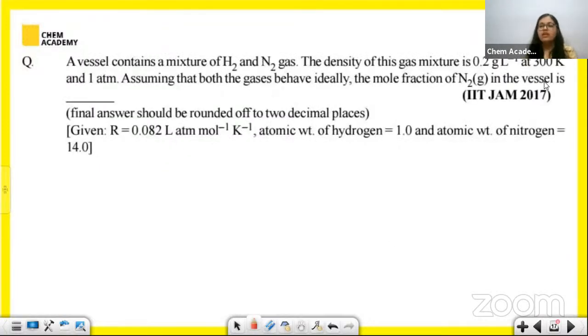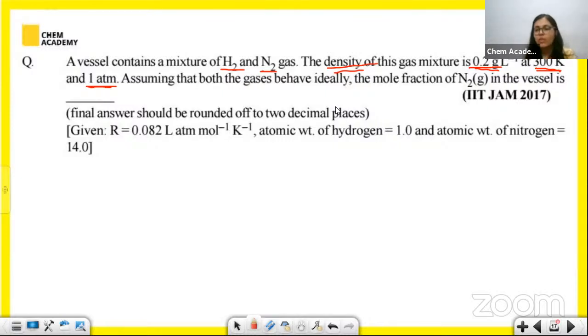Okay, here the question says, H2 and N2 gas. We are also given the density of this mixture. The density of this mixture is 0.2 gram per liter at 300 Kelvin and 1 atm. Now, assuming that both the gases behave ideally, the mole fraction of N2 in the vessel is.